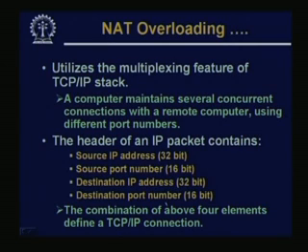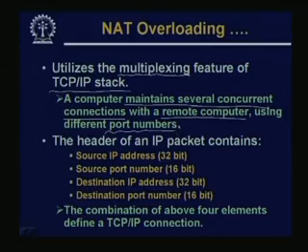So let us look at NAT overloading in some detail. As I said, using multiple port numbers you can support several simultaneous connections. This is what is called multiplexing at the transport layer level of the TCP/IP protocol stack. Multiplexing means that a computer maintains several concurrent connections with a single remote computer, and these several connections can be maintained by using different port numbers. For example, I can have 100 connections with a machine X if I use 100 different port numbers.